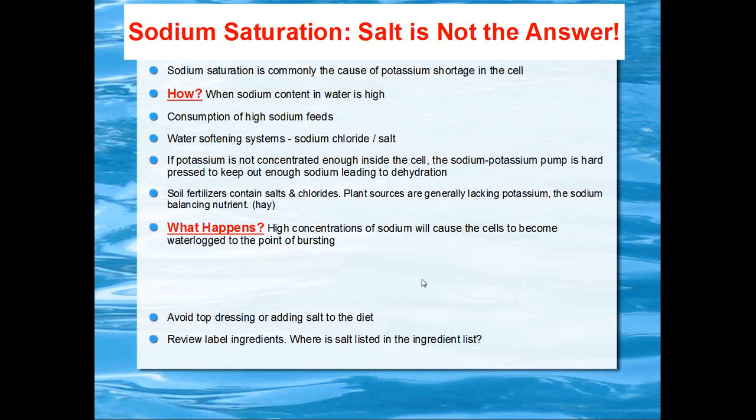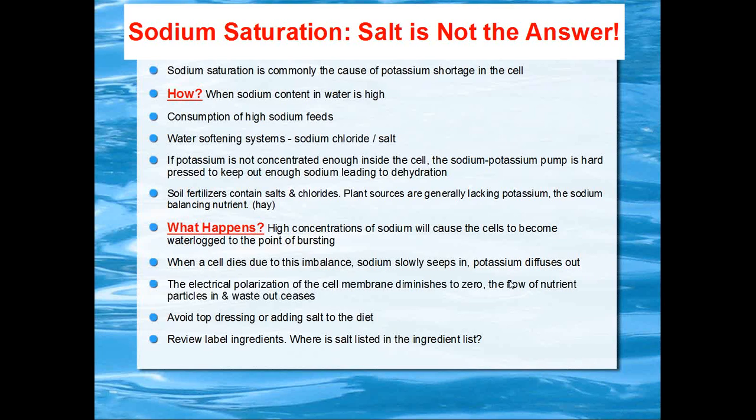So what happens when an animal gets sodium saturated? One, they're going to have a lot of water weight, so start looking for that. High concentrations of sodium will make the cells become waterlogged to the point of bursting. That cell membrane will break open. And when cells die to this imbalance, sodium slowly seeps into the inside of the cell where we want the potassium to be, and then potassium starts to diffuse out. That disrupts the whole pumping of sodium and potassium.